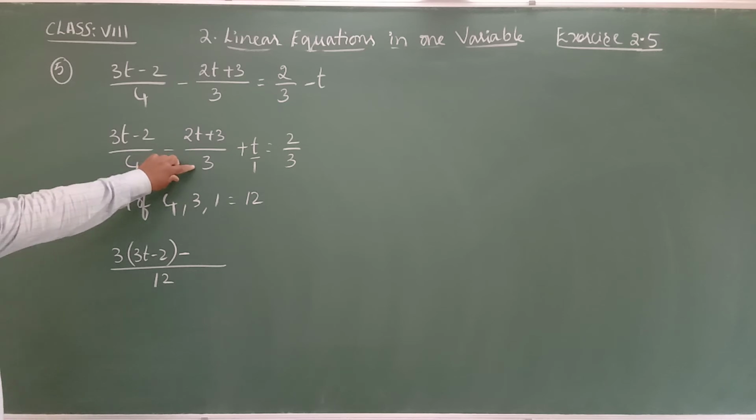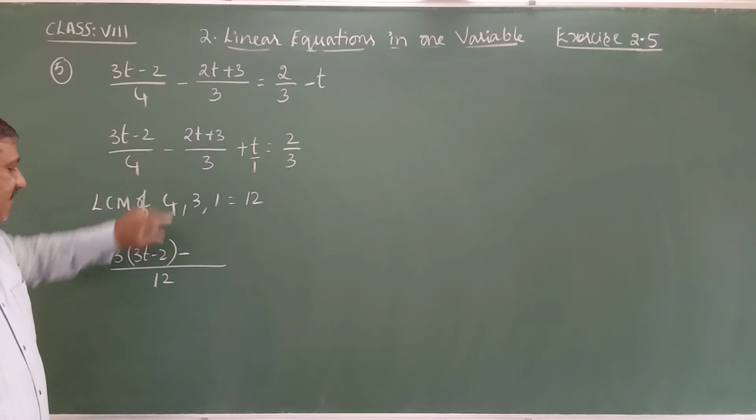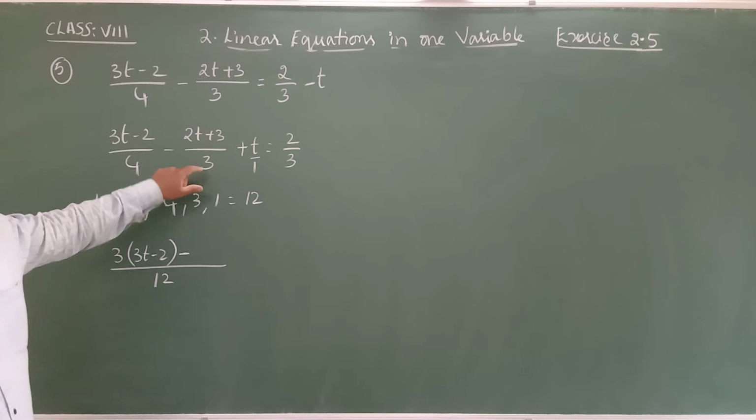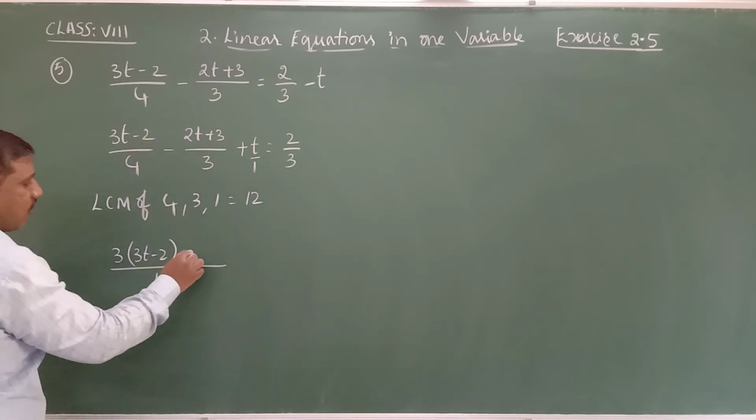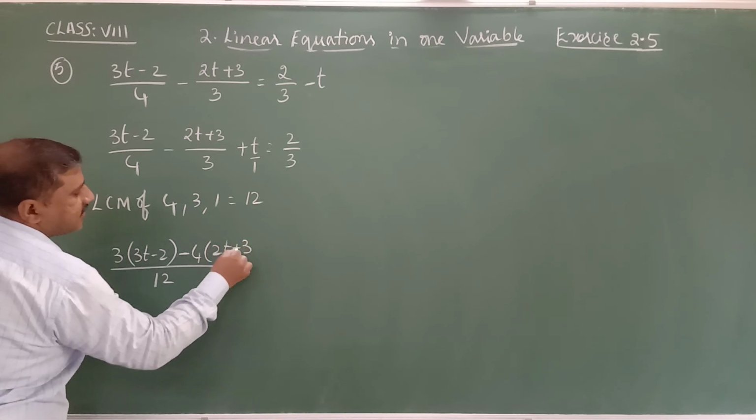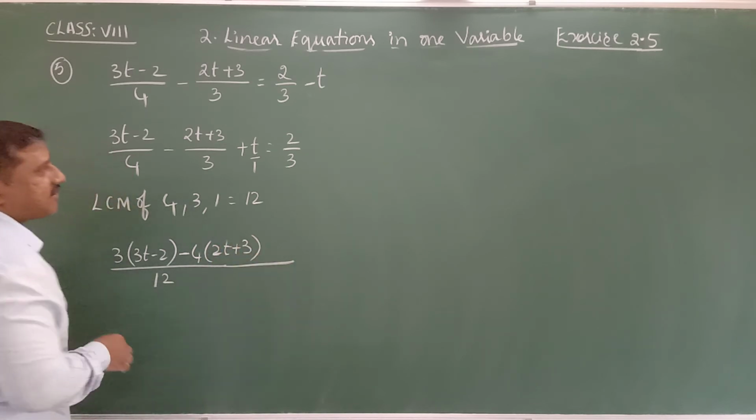The second denominator is 3. Divide 12 by 3. 3 4s are 12, 4 is the quotient. That quotient 4 is multiplied with what? 2t plus 3. 2t plus 3.